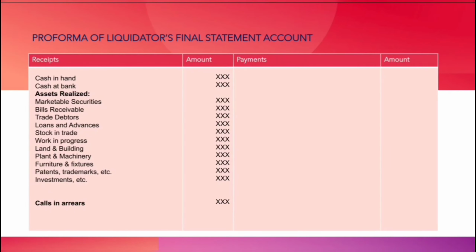Once all the assets are realized, and any calls in arrears are collected by the liquidator, then the liquidator will initiate the payment. When he is initiating the payment, it has to be made in the prescribed order itself. This payment procedure has to be carried out according to the provisions of the Companies Act, in the prescribed form only. Therefore, the first person to whom the liquidator will make payment is the secured creditor.